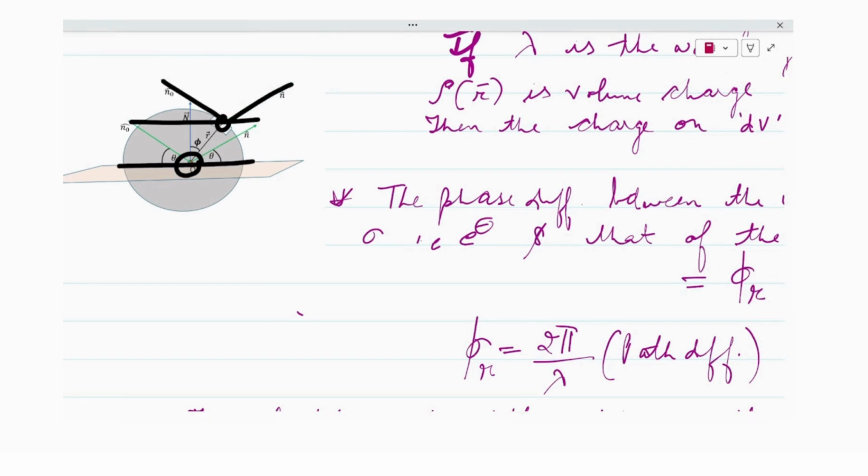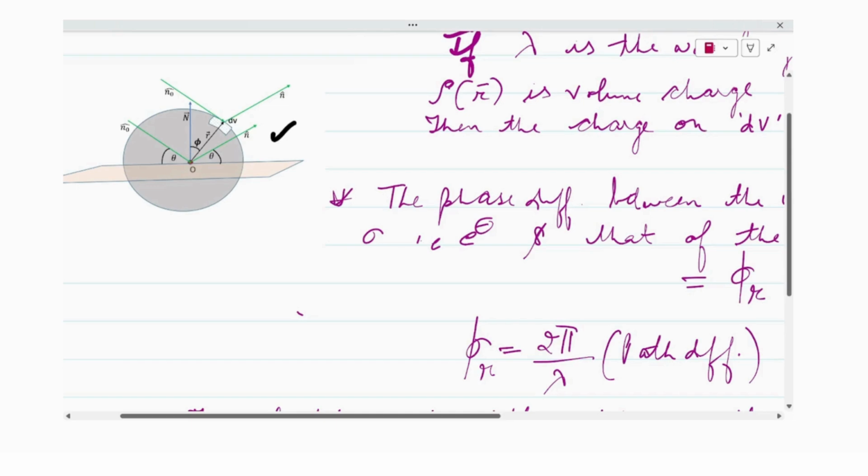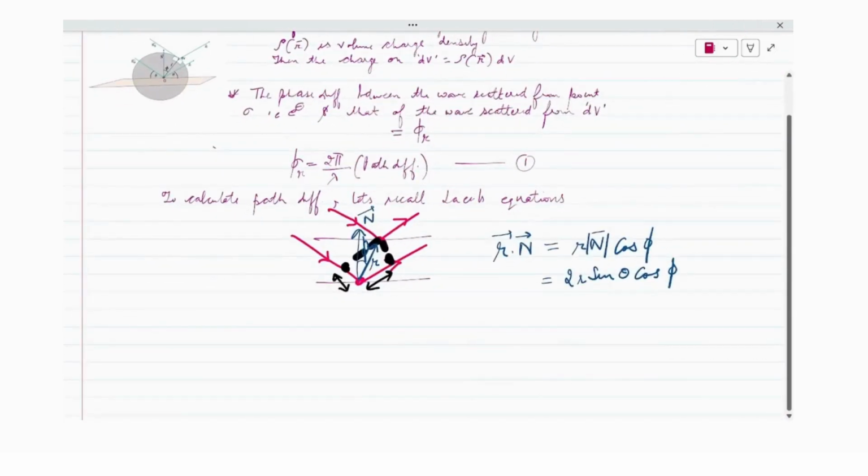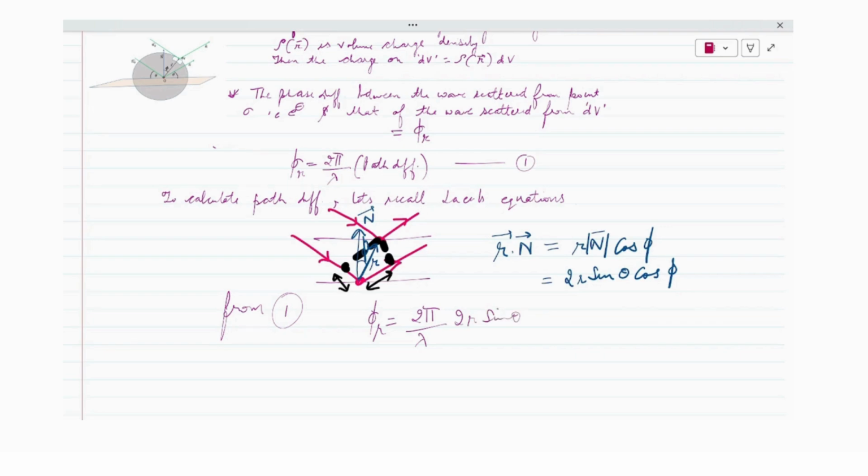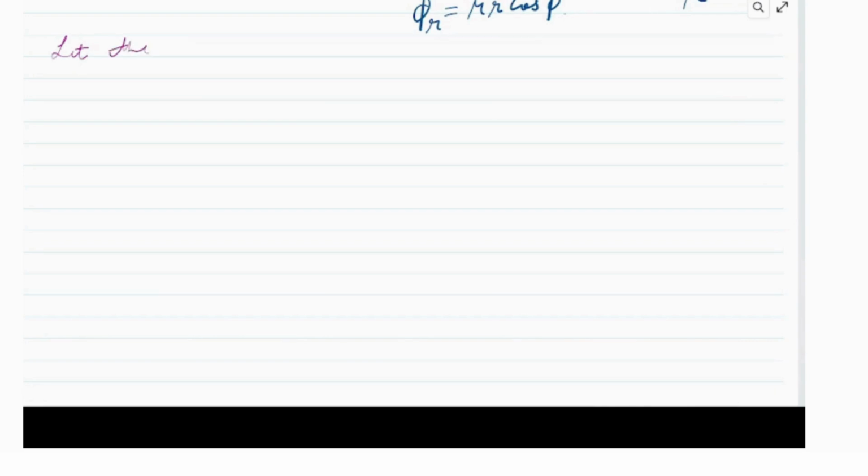In this figure, you can say that this is exactly equivalent to the Bragg's equation. So we can use this path difference in the equation of our phase difference, that is equation 1, and we'll get the expression for phase difference to be 2 pi by lambda 2r sin theta cos phi, which comes to be 4 pi by lambda sin theta r cos phi. And to simplify this term, now we will put another variable mu, which is equal to 4 pi by lambda sin theta. Therefore phi r comes out to be mu r cos phi.